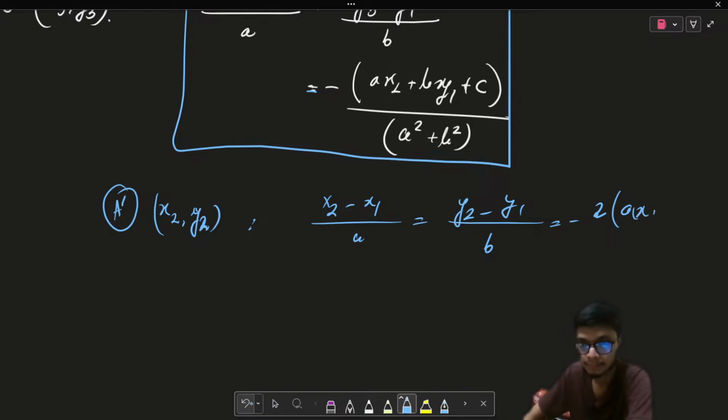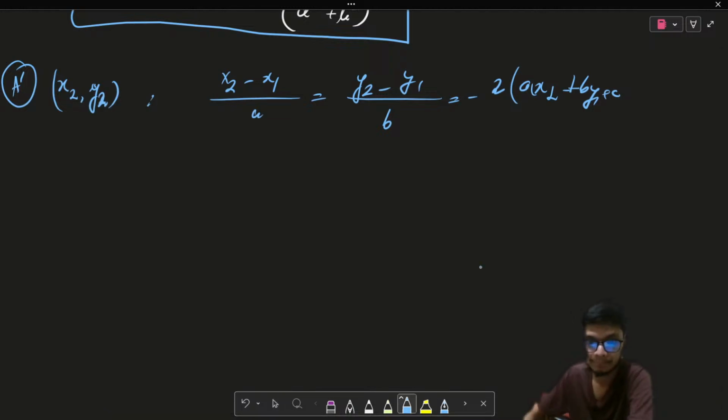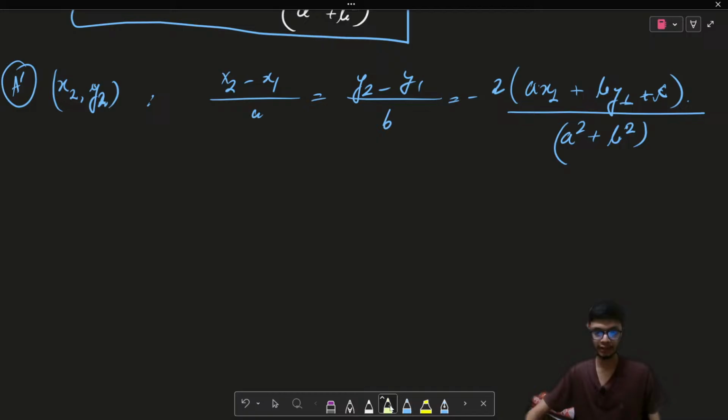ax1 plus by1 plus c. Oh no, sorry. Let me write it again. So (ax1 plus by1 plus c) whole divided by a square plus b square. The only difference over here is that you have a multiple of 2.